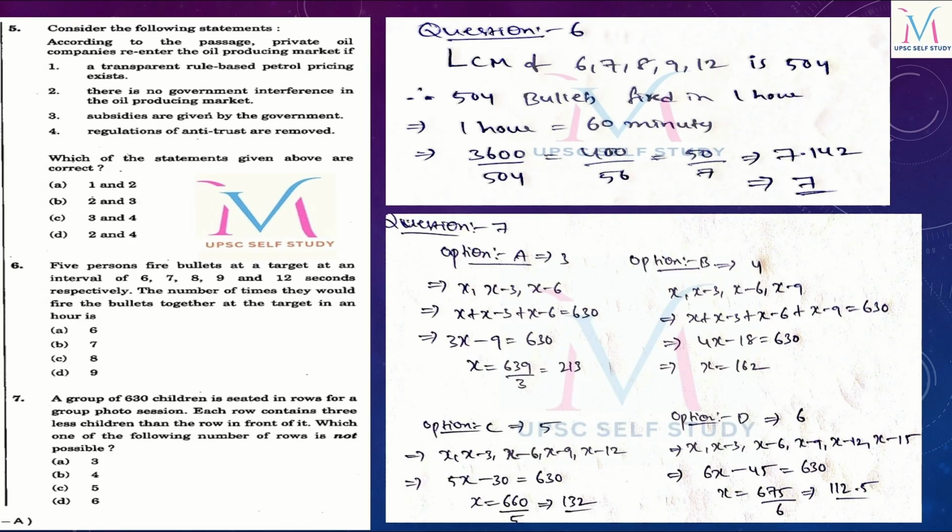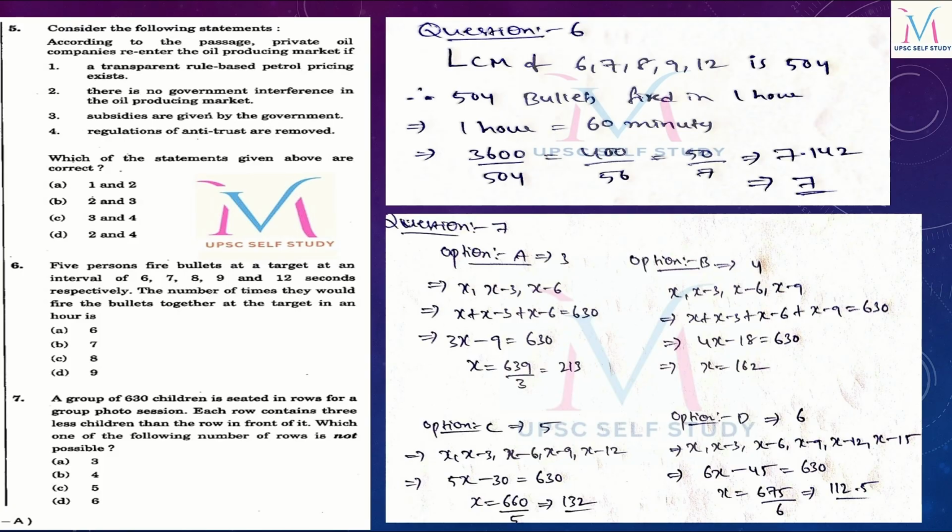And x minus 6 means 210 minus 3, 207. So first row is 213, second row is 210, third row is 207. If we add all these, 213, 210 and 207, we get 630. So the 630 members are able to sit in 3 rows: first row 213, second row 210, and third row 207. Then same thing, check the option B.